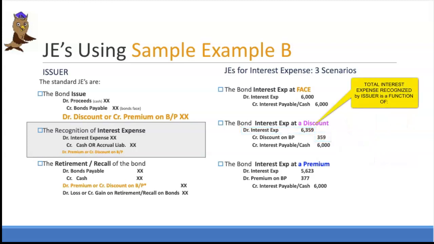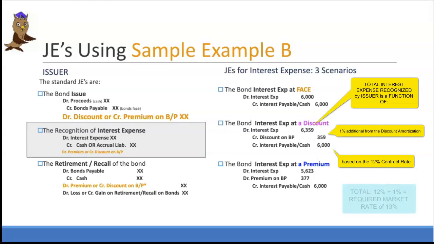Note that the effective interest on these bonds is the 12% contract rate, or $6,000, plus a portion of the discount of $359, not borrowed but to be returned to the investor at maturity. This effectively increases total interest by 1% to the 13% market rate.